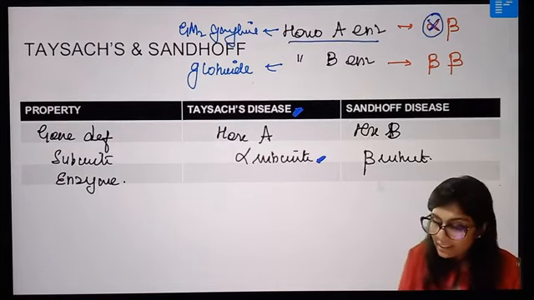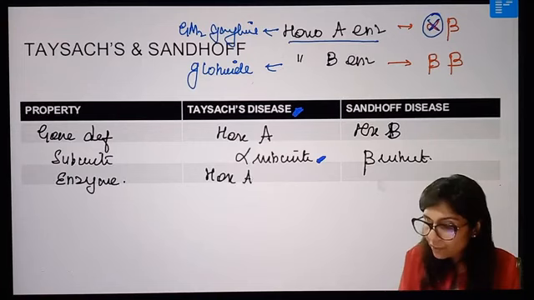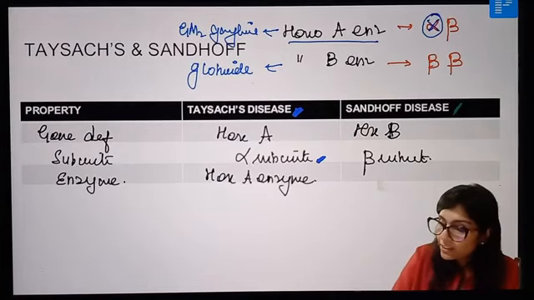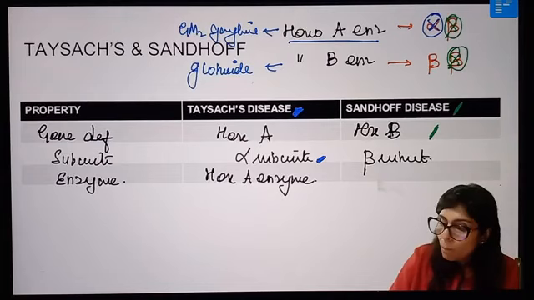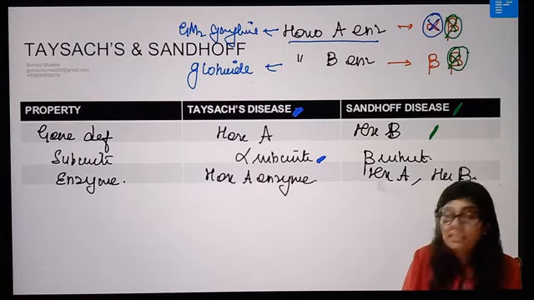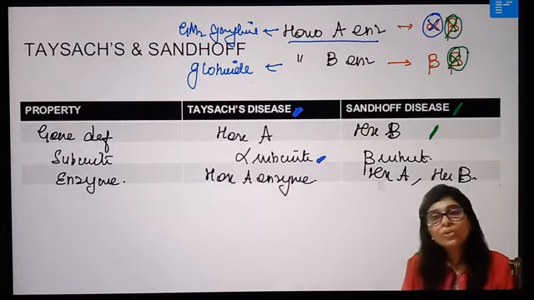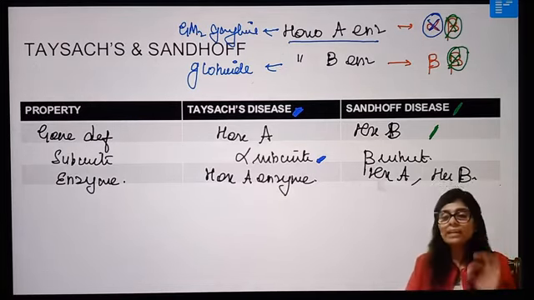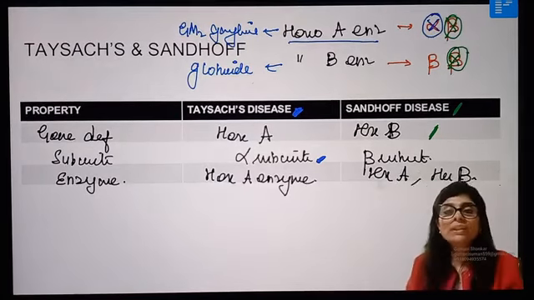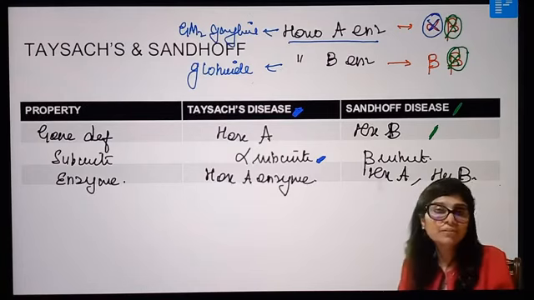So, in Tay-Sachs, only hexosaminidase A enzyme is not working. In Sandhoff, the beta subunit is defective. When the beta subunit is defective, both hexosaminidase A enzyme and B enzyme will not be working. Do you understand the difference? In Tay-Sachs, only hexosaminidase A enzyme is defective. In Sandhoff, both A enzyme and B enzymes are defective.